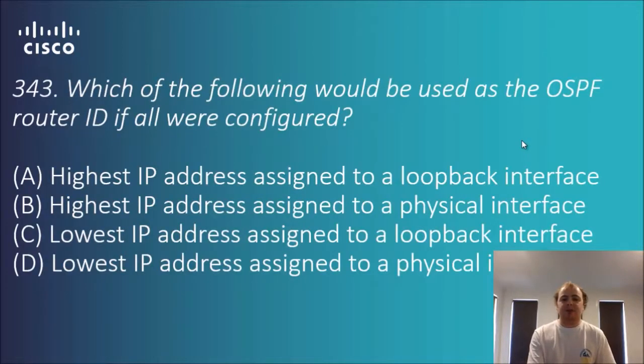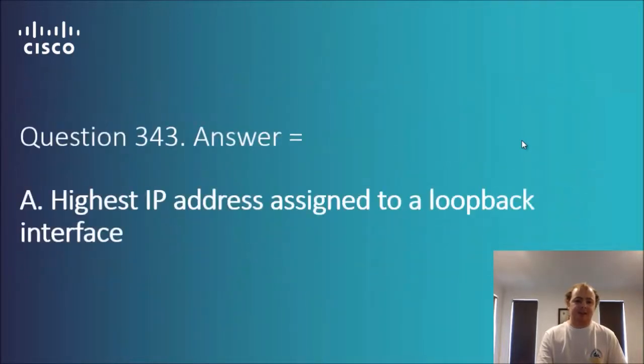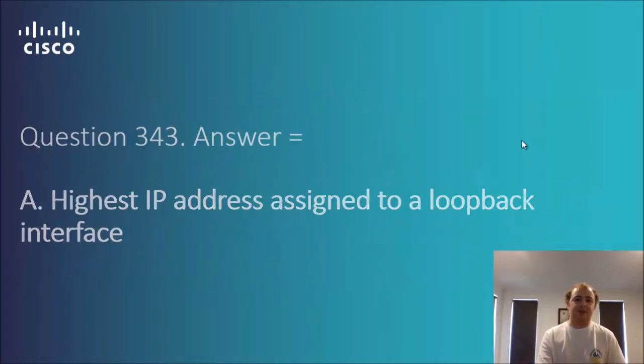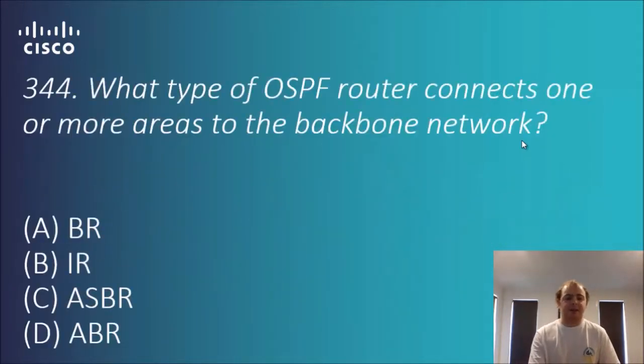343, which of the following would be used as the OSPF router ID if all were configured? We've got highest IP address assigned to loopback interface, physical interface, and lowest loopback and lowest physical. So again, with memory here, we refer to A as the answer. In the case that there's no loopback, that will be referring to the physical interface that is also the highest IP address in that area.